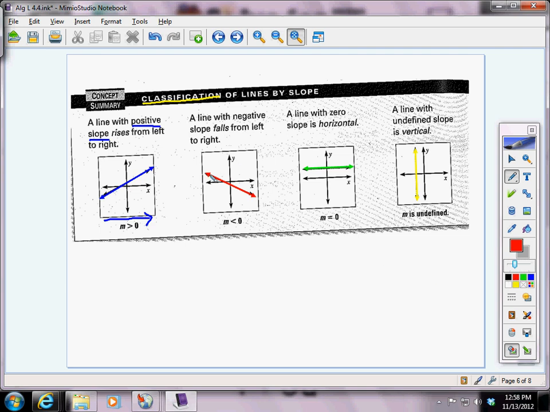Along those same lines, if a graph falls from left to right, again, that's how we read graphs, if it's going down, we say it has a negative slope.